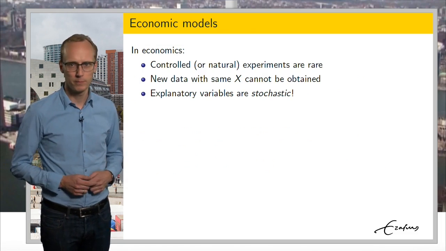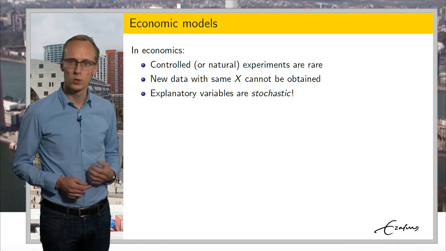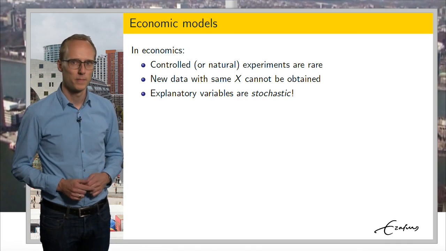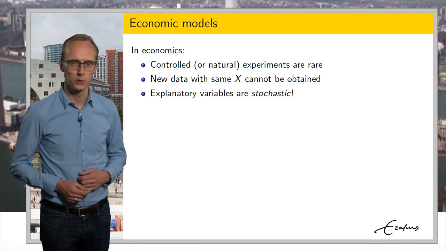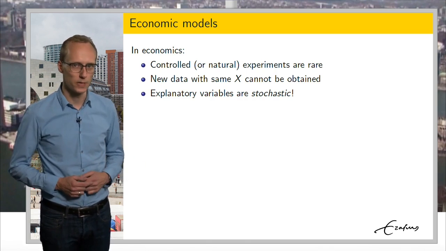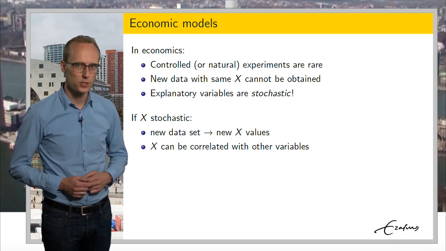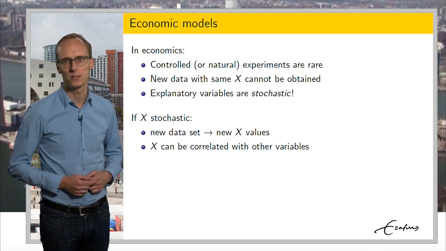In economics, however, controlled experiments are rare. X variables are often the consequence of an economic process or of individual decision-making. In our example, the travelers together determine the number of insurances sold. From the researcher's point of view, the x variables should therefore be seen as stochastic. Once we allow x to be stochastic, we acknowledge that we would get different x values in a new dataset.